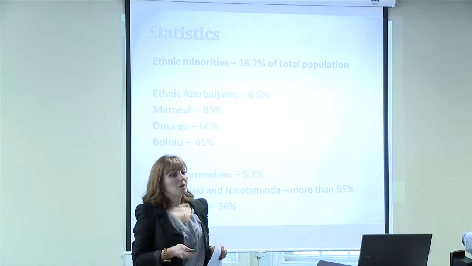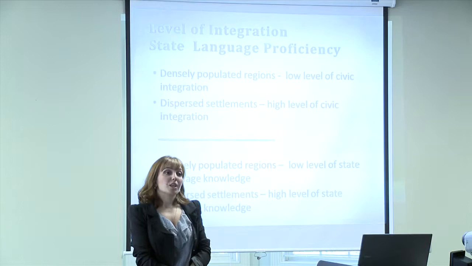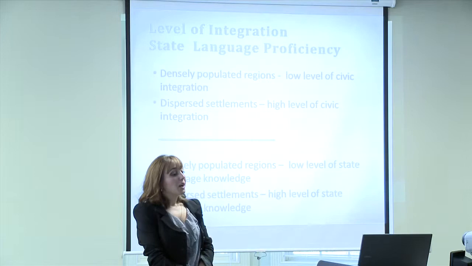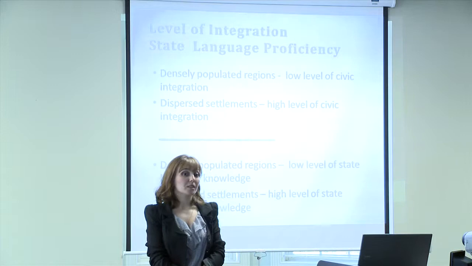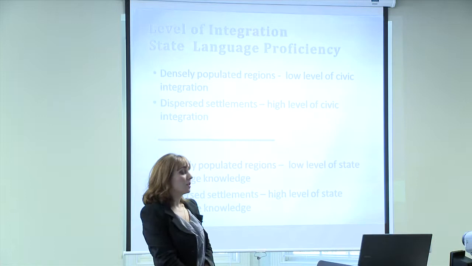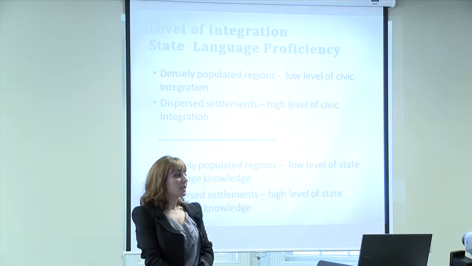And what about language proficiency, status, and the level of integration? It depends on the different regions. In densely populated regions, a low level of civic integration can be found. With regard to proficiency in the state language, the better situation can be found in the dispersed settlements of ethnic minorities, where they have a good knowledge of Georgian, and in some cases they are as good as native speakers.